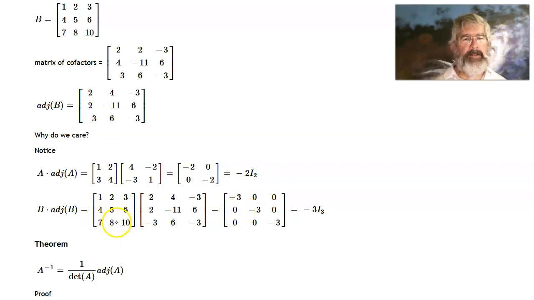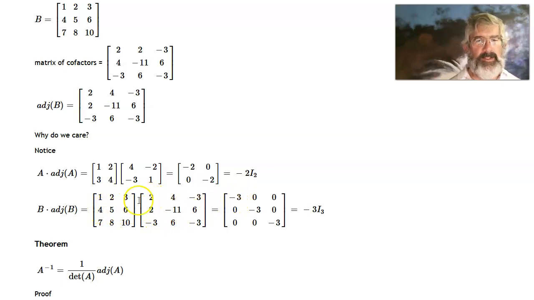Likewise, take a look at the 3 by 3 times its adjoint. Now these are a little bit bigger calculations, but here we go. First row, first column, I've got 2 plus 4 minus 9. 6 minus 9 is negative 3. There we go.